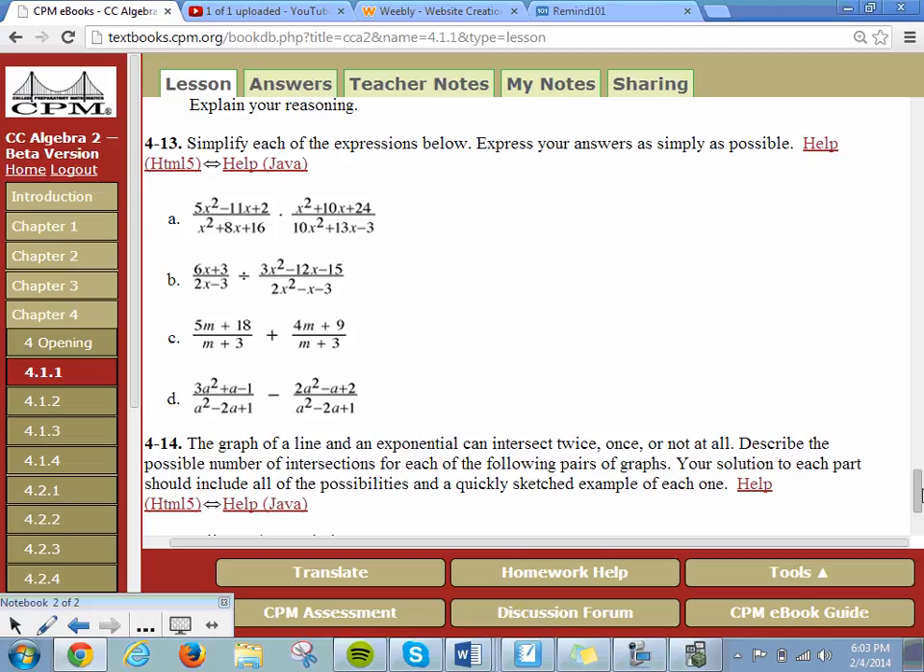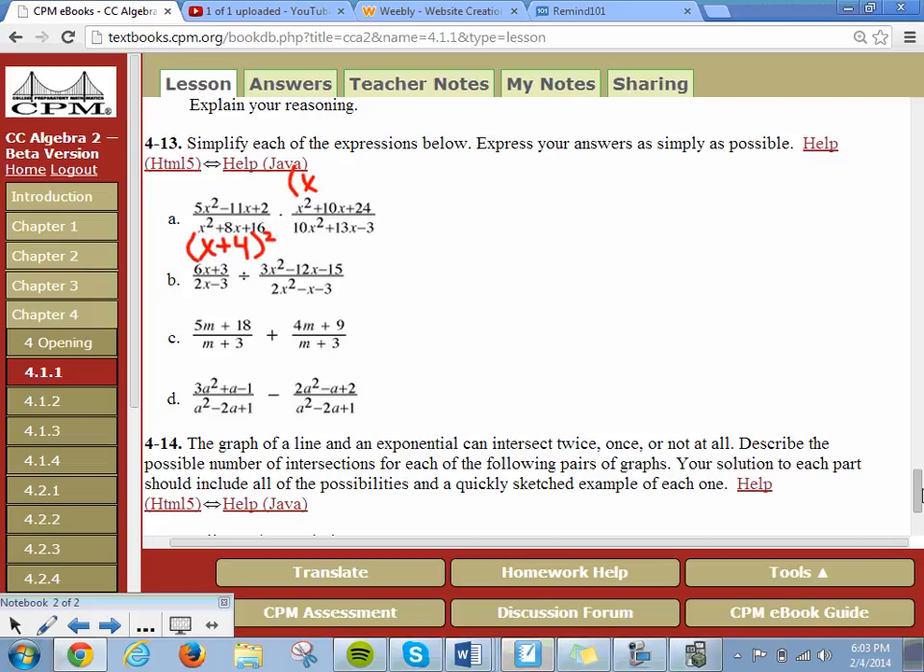So with A, the first thing we should be thinking is we need to factor. Let's see, it doesn't look like I can pull out any common factors. So for this one, this is actually a perfect square, x plus 4 squared. It's just one I know. You can take it and factor it the old-fashioned way.